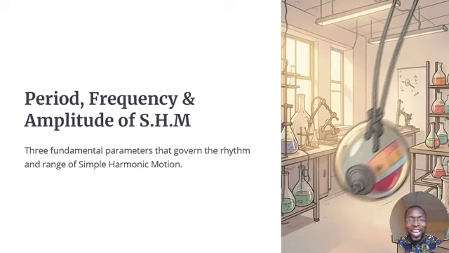Good day, everyone. So in today's class, we'll be looking at period, frequency, and amplitude of simple harmonic motion. These three fundamental parameters govern the rhythm and range of simple harmonic motion. At the end of the lesson, we'll be able to define these parameters, state their formulas, and use them in solving problems involving simple harmonic motion. Let's dive into this.